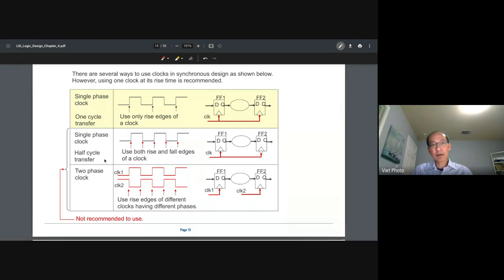So the half cycle transfer here is of very limited use, and whoever designs it needs to be aware of that, and needs to know very well what they are doing. Because the RTL designer usually writes it in Verilog code, which has nothing to do with the real circuit. They don't even know how it's transferred to it.